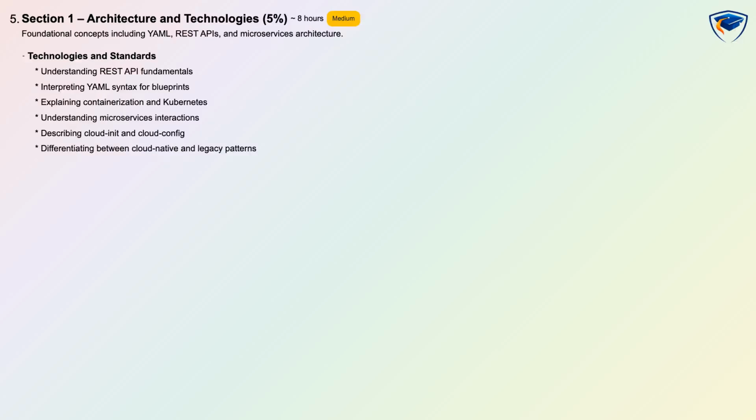Section 1, Architecture and Technologies, is 5% of the exam, rated medium, and estimates 8 hours of study with conceptual and scenario-based assessment. This foundational domain covers core technologies such as REST APIs, YAML, containerization, and microservices architecture. You will learn REST API fundamentals and how to interpret YAML syntax for cloud assembly blueprints, explain container and Kubernetes concepts, understand microservices interactions, and describe cloud init and cloud config behavior. The section also contrasts cloud native and legacy patterns so you can choose appropriate designs and automation techniques.